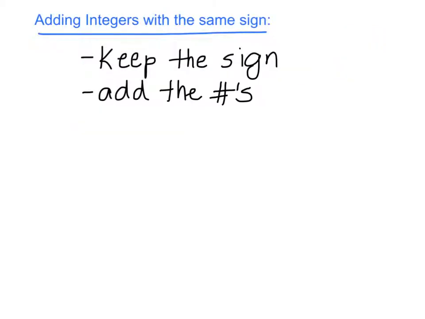So if I am adding integers with the same sign, the rules are you keep the sign and you just add the numbers. An example of that would be -4 plus -3. I see they both are negatives, so I just add them. I get 7, and then I keep the sign, -7. Think about it: I have 4 negatives, 3 more negatives.